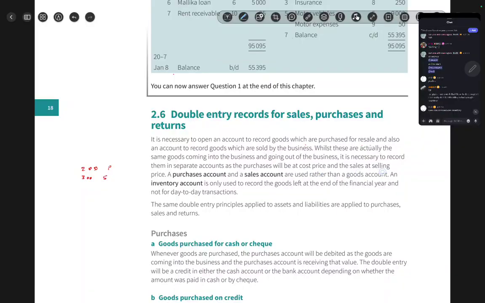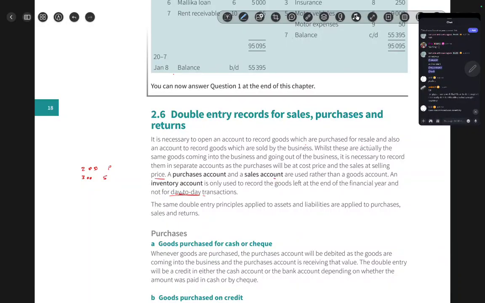Purchases will be at cost price and sales at selling price. A purchase account and sales account are used rather than a goods account, because a goods account will not be able to have different amounts. An inventory account is only used to record the goods left at the end of the financial year and not for day-to-day transactions.